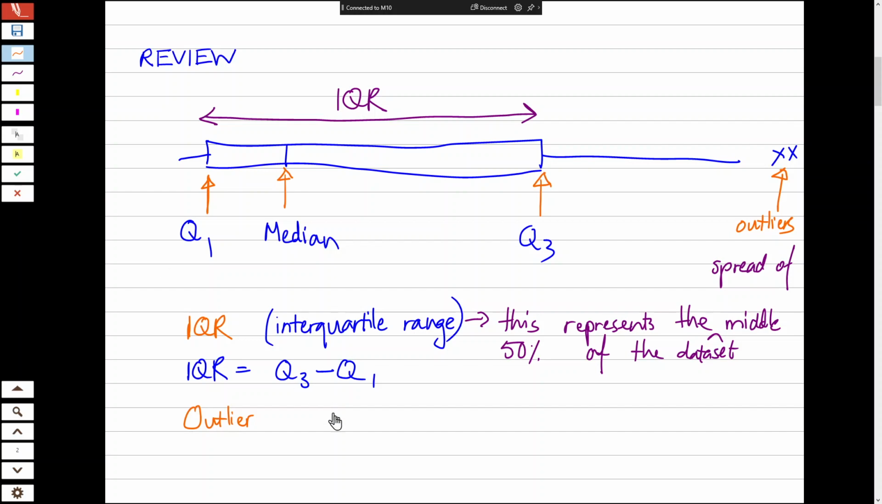So Bruce has said outside the fence. That is a step in the right direction. There are two fences. Yeah. So it's an outlier if you are A, below the lower fence, or B, above the upper fence. Now, if you've forgotten this, it isn't going to be very useful, because you might not remember what the lower fence and upper fence are.